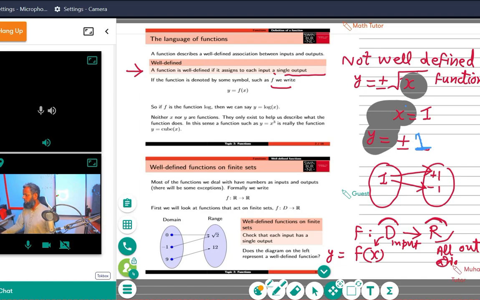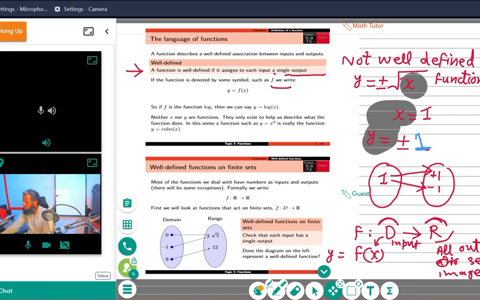Set of images. There will be a single image, not unique. Single image means if you are getting 2 as an output, then for any other input you can also get 2, but not more than 2 outputs. Are you understanding? Yes.